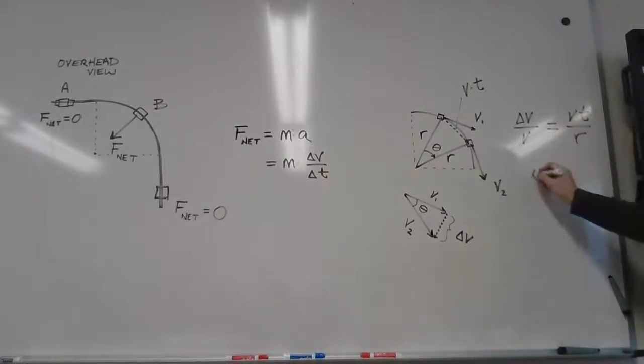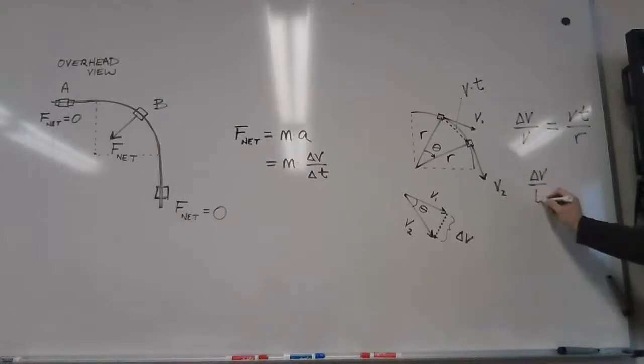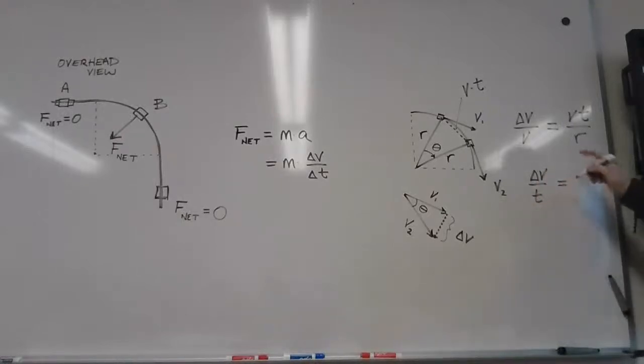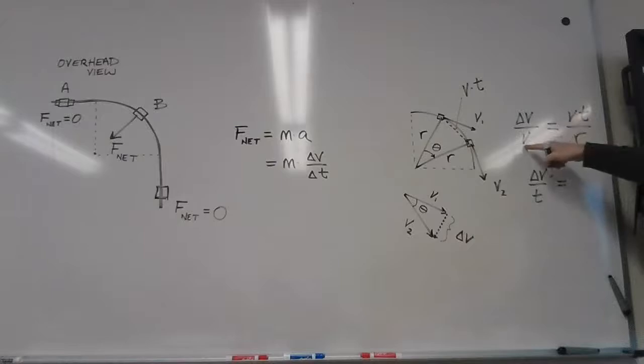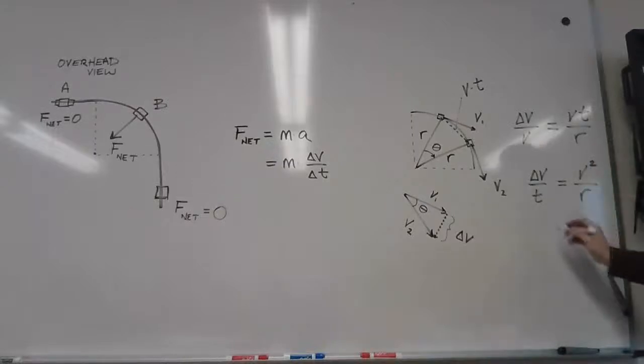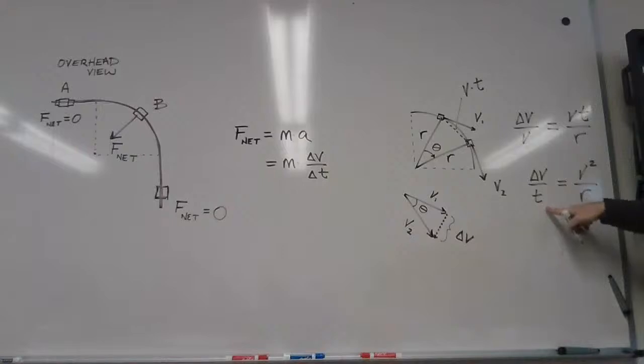So you get change in velocity over time is equal to, what happens here? v times v, squared, r is on the bottom. Now, what's change in velocity divided by time? That's called acceleration.